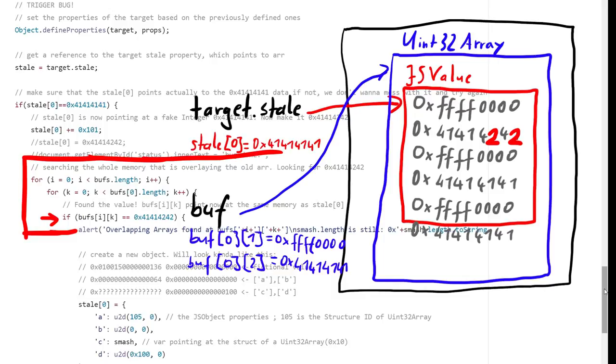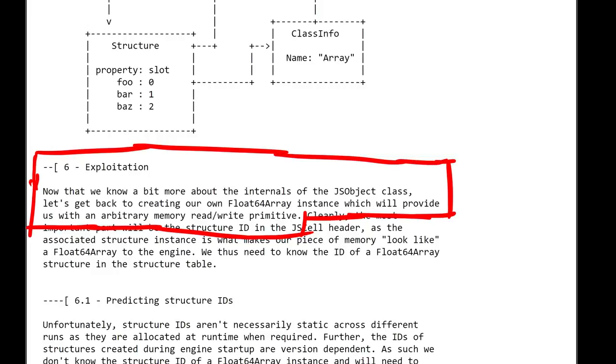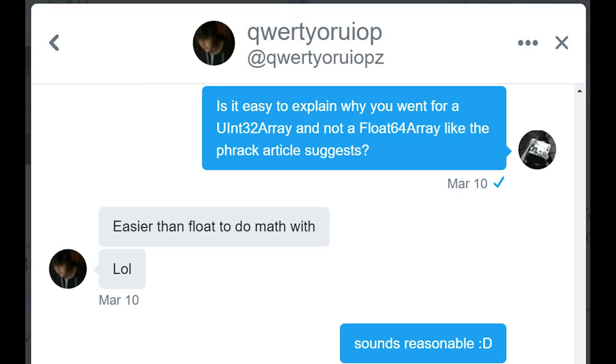So what can we do with this now? This is where exploitation really becomes creative. The Frag article says that once you have the ability to craft arbitrary JavaScript objects, you could craft a float64 array to create a read-write primitive. But QWERTY used a uint32 array. To quote him, here is his reason: "It's easier than float to do math with, lol." And I guess he has a point. Floating point values in raw bytes are really annoying.